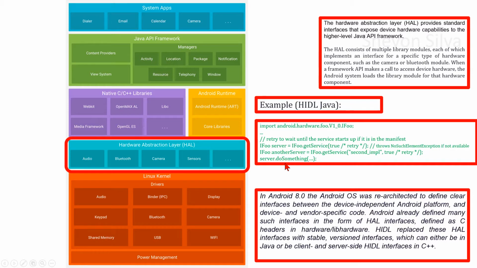In Android 8.0, the Android OS was re-architected to define clear interfaces between the device-independent Android platform and device and vendor-specific code. Android already defined many such interfaces in the form of HAL interfaces such as C headers in hardware/libhardware. HIDL replaced these HAL interfaces with stable versioned interfaces which can either be in Java or be client and server-side HIDL interfaces in C++.